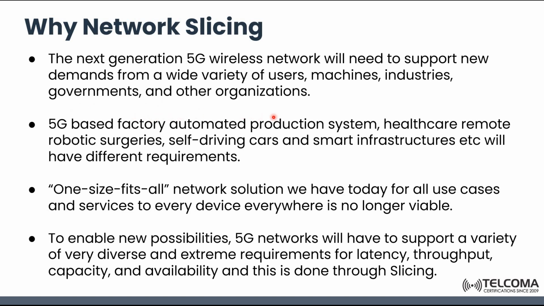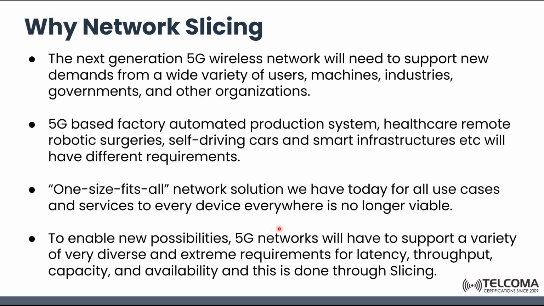5G based factory automated production systems, healthcare, remote robotic surgery, self-driving cars, smart infrastructures, all these applications require their own standards, their own way of implementing network architecture. So here comes network slicing. The network solution we have today is one size fits all; it's static, we cannot change it. So how are we going to implement multiple types of use cases with multiple capacity and latency requirements? We cannot achieve these implementations through our normal existing network.